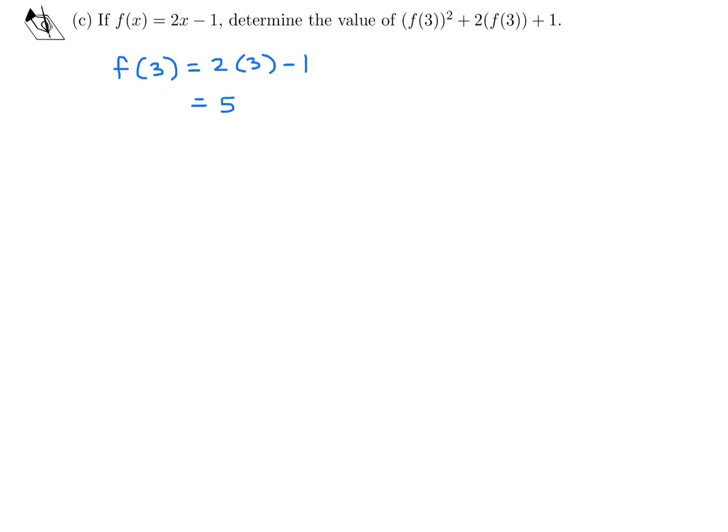And this is 6 minus 1, which is 5. So now let's go over here and substitute 5 for f of 3. So f of 3 is 5, so it would be 5 squared plus 2 times 5 plus 1. This is 25 plus 10 plus 1, and that is 36.